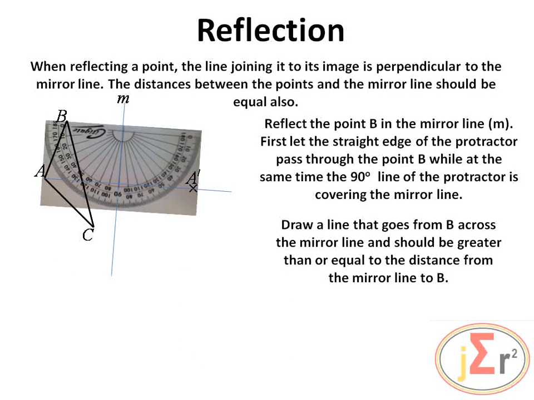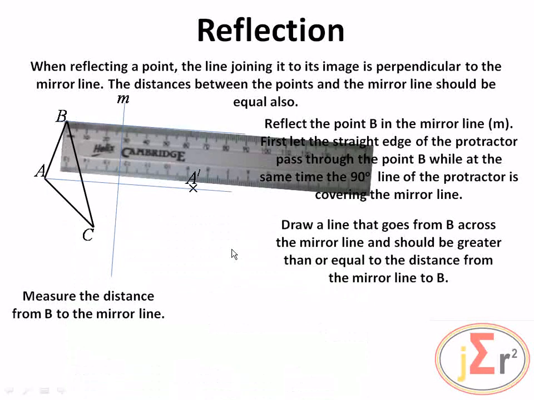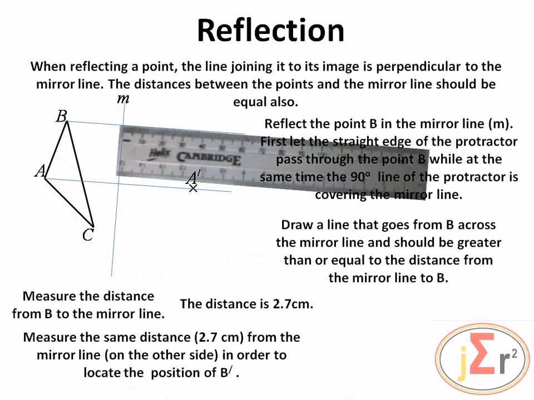And of course, we are going to draw the line that goes from B across the mirror line. That line should be drawn in such a way that it exceeds the distance from here to here, or roughly the same distance should do. So the line is drawn, and what do we do now? Measure the distance from B to the mirror line, and that distance is 2.7 centimeters. So we measure 2.7 centimeters on the other side, and there will be the position of B prime right there.